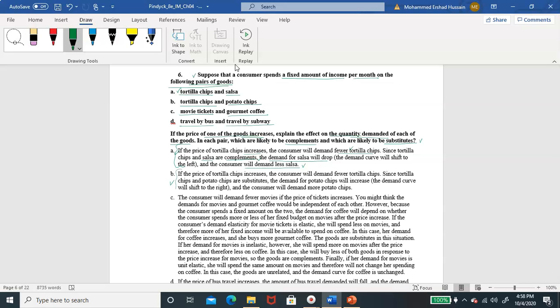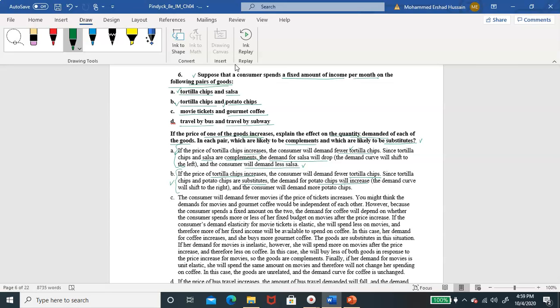What about B? B is what? We have tortilla chips and potato chips. If the price of tortilla chips increases, the consumer will demand fewer tortilla chips. Since tortilla chips and potato chips are substitutes, the demand for potato chips will increase. See, because here we are saying that the price of tortilla chips increases but the price of potato chips does not increase. So tortilla chips become more expensive compared to potato chips.